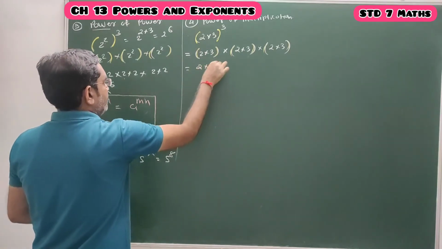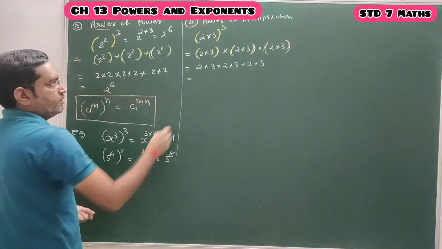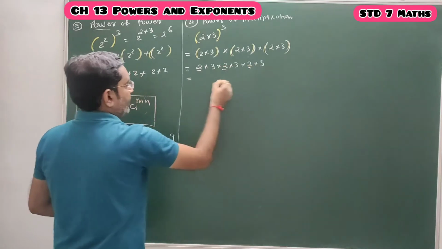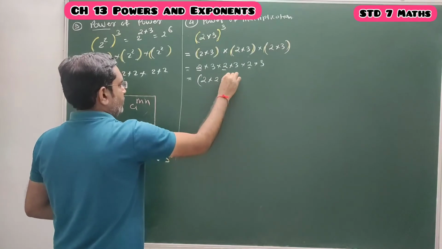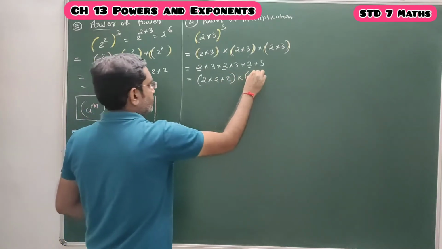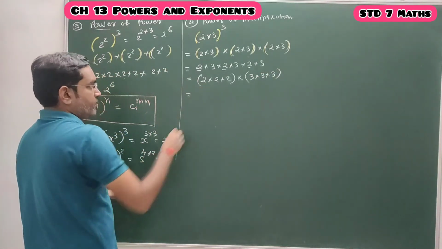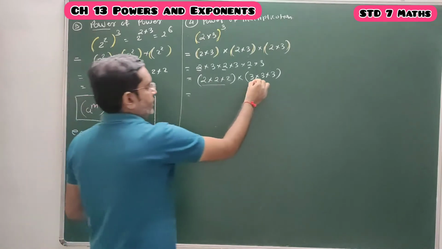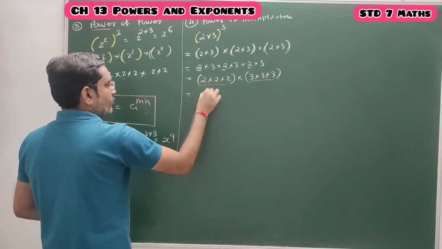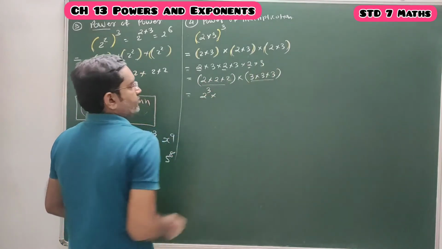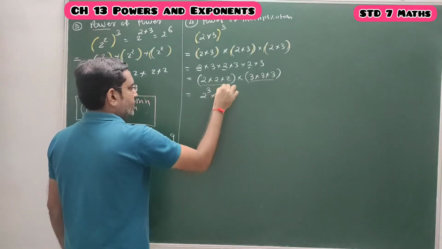So it's 2 into 3 into 2 into 3 into 2 into 3. This is again repeated multiplication. Repeated multiplication of 2 with 2, how many times? 3 times. So 2 into 2 into 2 into 2 into 2 into 3 into 3 into 3. So what is the meaning of this repeated multiplication? 2 into 2 into 2 and 3 into 3 into 3. Yes, very good. 2 into 2 into 2 means 2 cube, and 3 into 3 into 3, multiplication of 3 with 3, 3 times, so it's 3 cube.